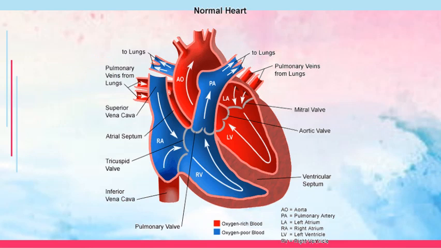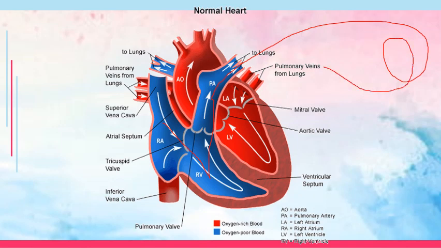Now, this is your normal heart, reminding you of the blood flow. Remember in your pulmonary circulation, from the right atrium it will go towards your right ventricle, going towards your pulmonary artery. Through your pulmonary artery, it will go towards your lungs. And from the lungs, it will return through your pulmonary vein. Pulmonary vein is the only vein that carries oxygenated blood. And from that, it will go to your left atrium and then your left ventricle. So this will undergo systemic circulation already.